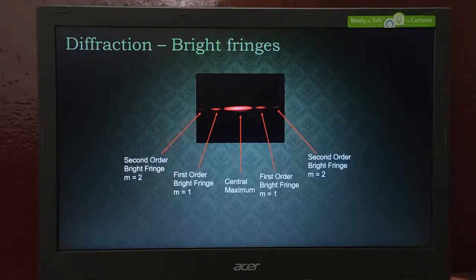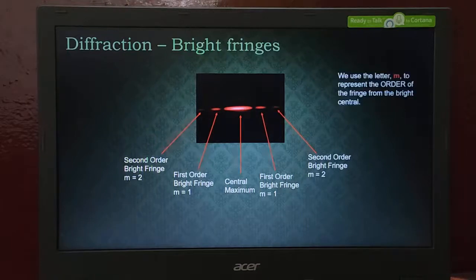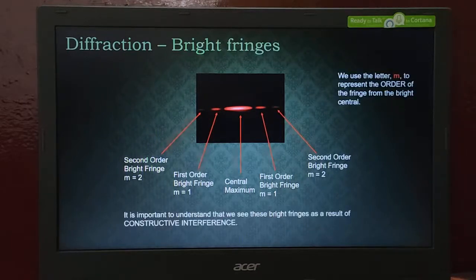Here we have the central maxima, first order fringe and second order fringe. We used to call the order of the fringe using a letter m. Using m we can tell the order of the fringe. If m is equal to 1, that is first order bright fringe. If m is equal to 2, that is second order bright fringe. This is how the bright fringes are obtained.